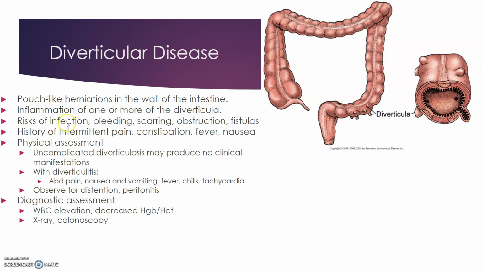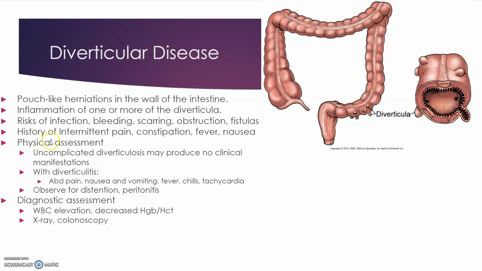Risks include they're at risk for infection, bleeding, scarring, obstruction, fistulas. If they get something stuck in here, it can rupture and cause peritonitis. So this is something that can be severe. People are at a higher risk if they've got intermittent pain, constipation, fever, nausea.